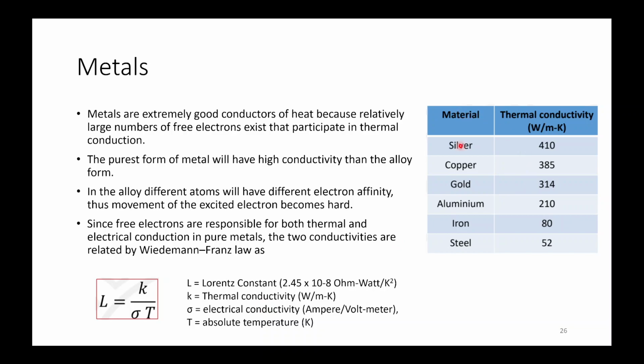Now for materials like silver, copper, gold, aluminium, iron, steel, these are the thermal conductivities. Silver has the highest, 410, copper has a little bit lower, 385, and gold has 340, aluminium has 210, iron has 80, and steel has 52.